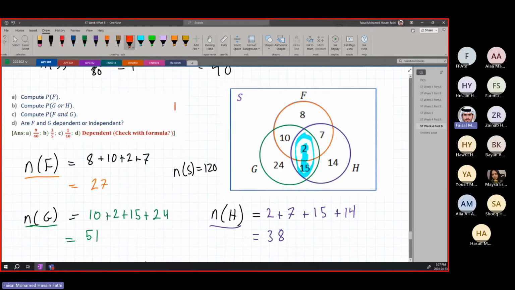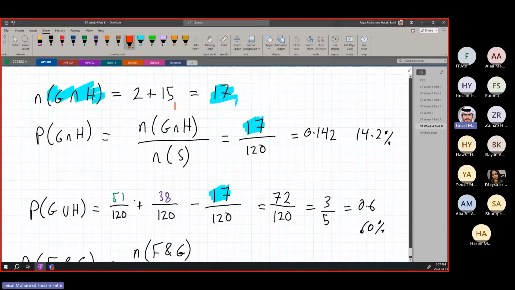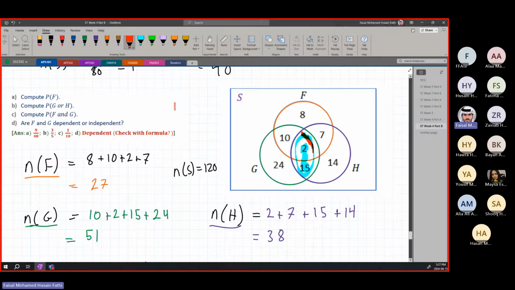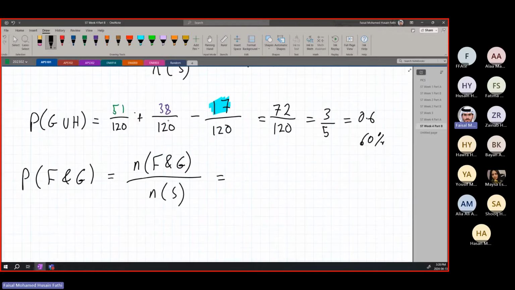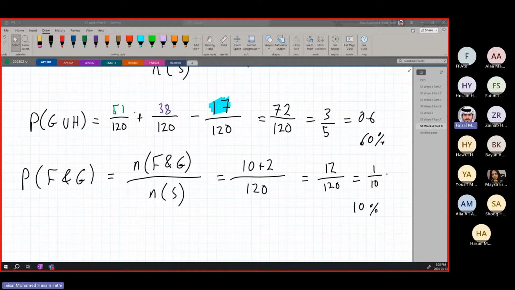So F and G is everything between this highlighted part over here. All right, so it's the 10 and the 2. That is what this is. It's this part from here all the way till here. So we're just simply going to add 10 plus 2 to find the N of F and G. So it's equal to 10 plus 2 divided by the total sample size, which is 120. It's equal to 12 over 120, which is 1 over 10, or 10%. Okay, 1 over 10 is equal to 0.1.